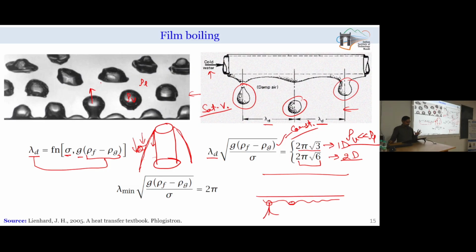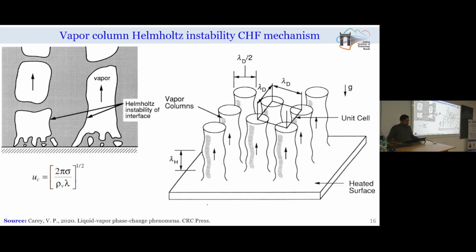So typically for the film boiling process, the minimum wavelength which will be required for instability to grow is given by the square root of g (rho f minus rho g) by sigma equal to 2 pi. So with this number it is scaled. Now, this can give me the idea of at what locations bubbles will be pinching off in the film boiling regime. Now, there is one more instability which is called the vapor column Helmholtz instability, and this instability is very important for defining the critical heat flux.